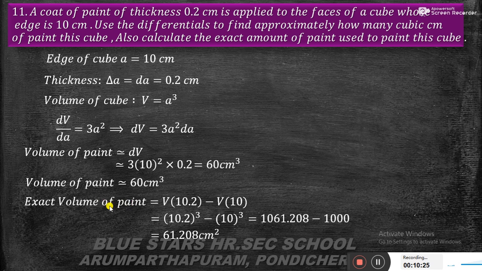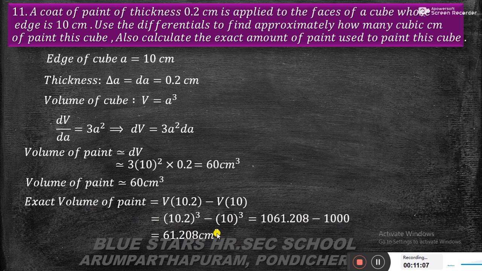Exact volume of paint. Now we calculate the exact volume of the paint. Volume at 10.2 minus volume at 10. So for the volume at 10.2, we substitute 10.2 in the volume. We know that volume equals a cube. So 10.2 whole cube minus 10 cube. 10.2 whole cube means 1061.208, minus 10 cube which is 1000. Therefore we subtract, and we get the answer 61.208 centimeter square. This is the exact volume of paint.